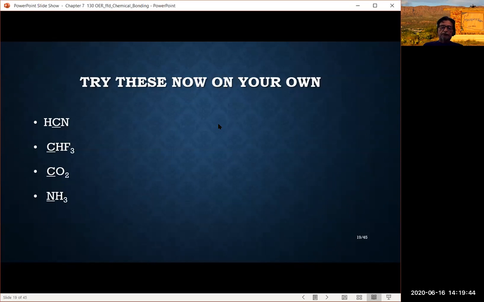Okay, let's try some of these. All right. We have the first one, HCN, which is cyanic acid. It's a very poisonous gas. Right now, don't worry about the structure and what they are. But you can notice that you have carbon as a central atom for the first example. That means hydrogen and nitrogen are bonded to carbon.